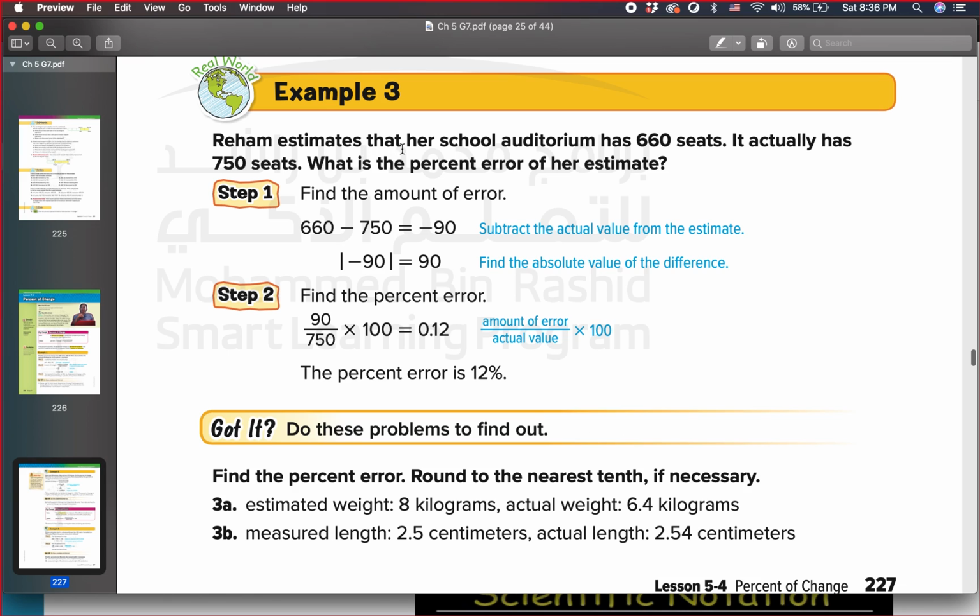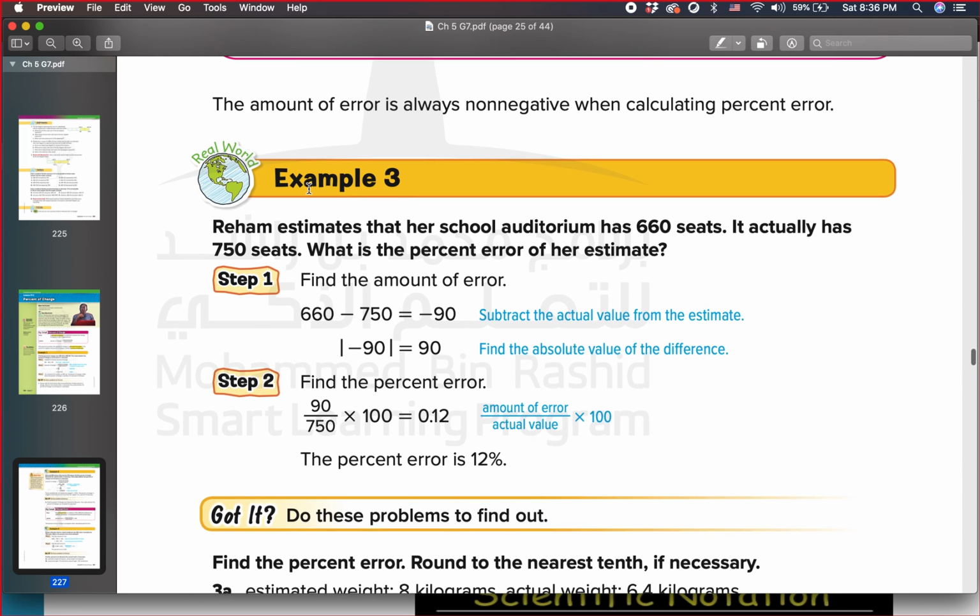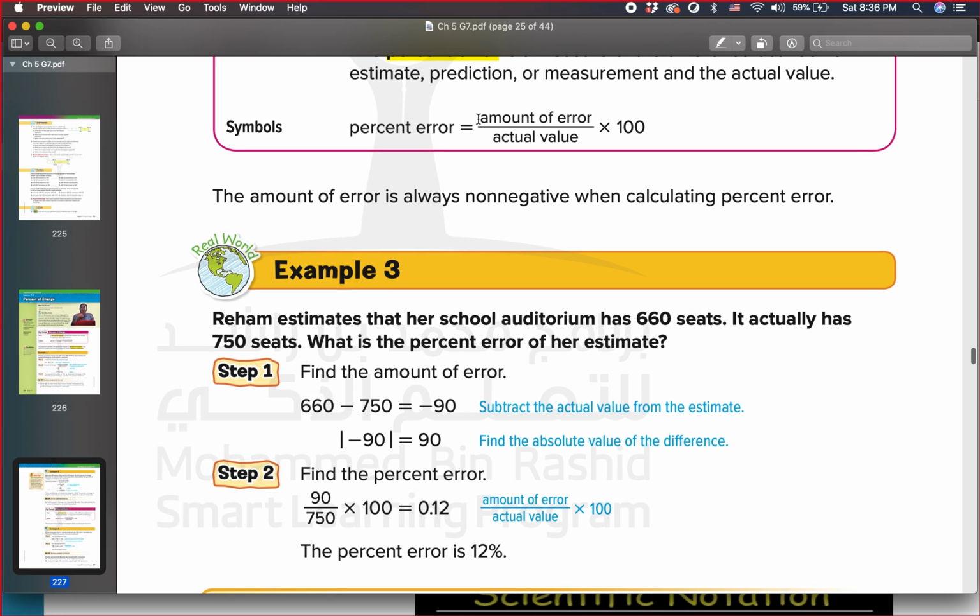Reham estimates that her school auditorium has 660 seats. It actually has 750 seats. What is the percent error of the estimate? From the rule, guys, we need to calculate the amount of the error first. So the amount of the error will be 660 minus 750.